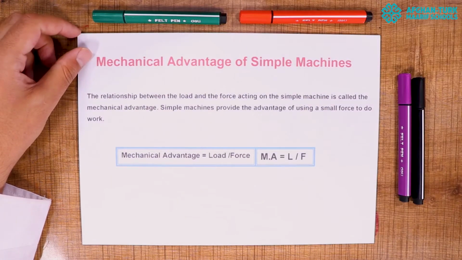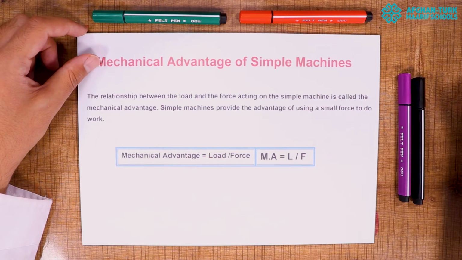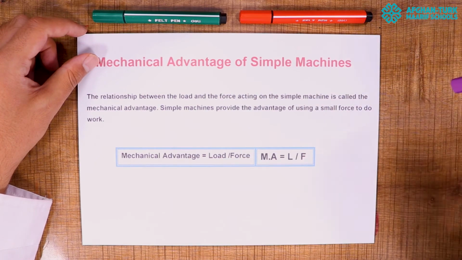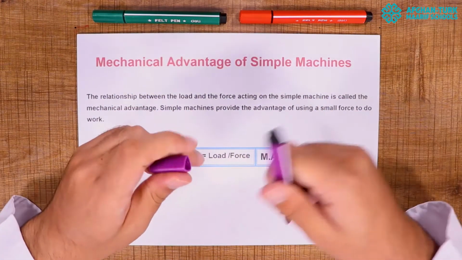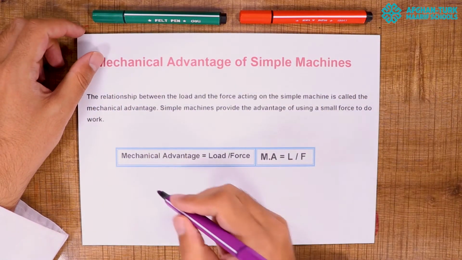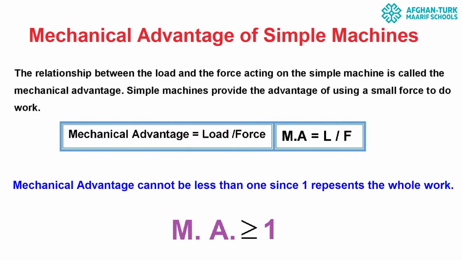Plus, it's easy to calculate. The size of the work we do is divided by the force we spend on this work. So the load is divided by force. This means that the mechanical advantage can never be less than 1. If you find the mechanical advantage less than 1, you probably must have made a calculation error somewhere. So it cannot be less than 1.